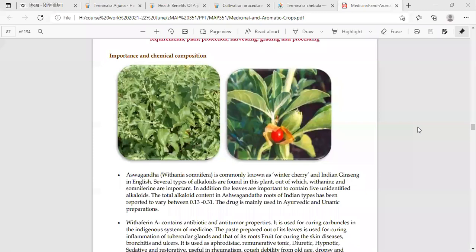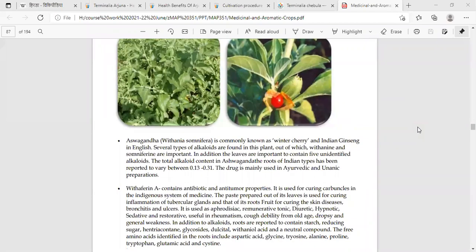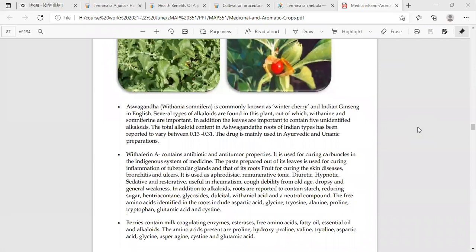The drug is mainly used in Ayurvedic and Unani preparations. So these ashwagandha roots and leaves can be used for the preparation of Ayurvedic medicines. Then withaferin is a chemical constituent that has antibiotic and anti-tumor properties. It is used for curing carbuncles in the indigenous system of medicine. Then a paste prepared out of its leaves is used for curing inflammation of tubercular glands, and its roots and fruits for curing skin disease. So it has antibiotic and anti-tumor properties.